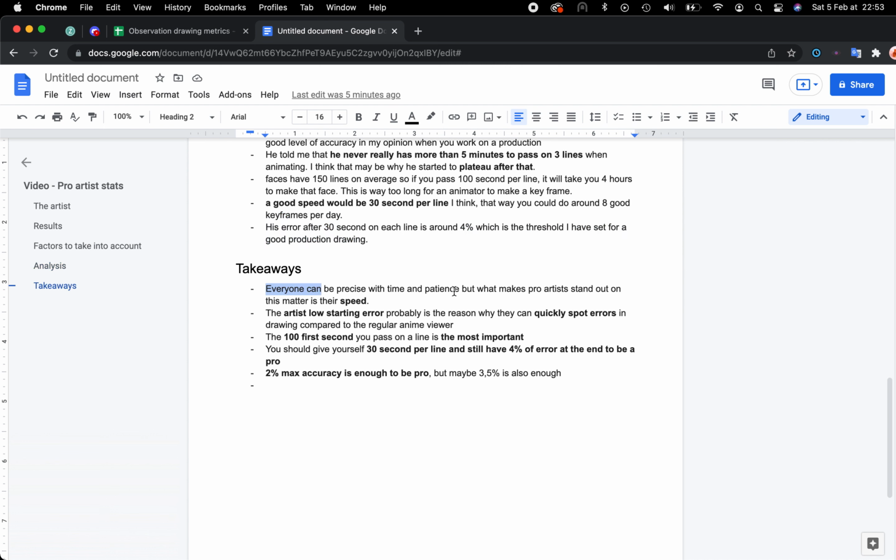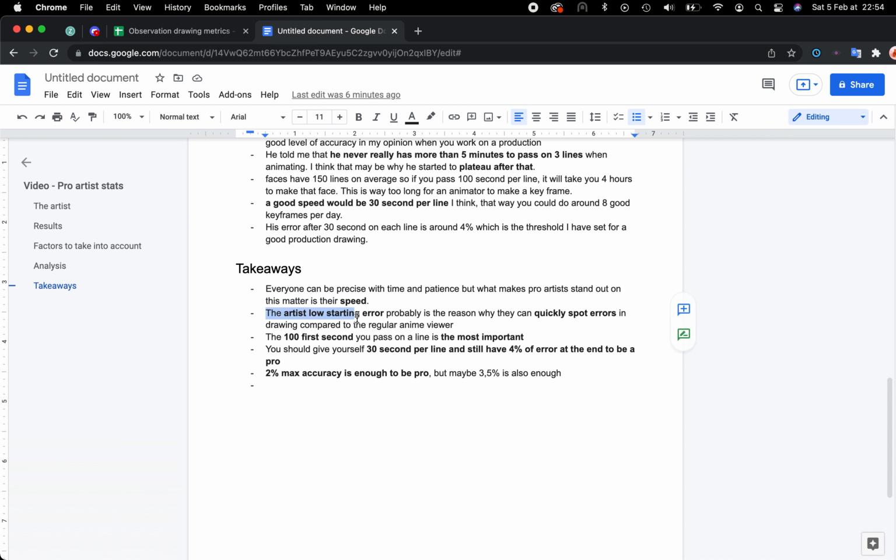Everyone can be precise with time and patience, as we've seen with my beginner friend, but what makes a pro artist stand out is their speed. And something else that is not written here is that I'm not sure my friend could draw 150 line drawings and be super precise with it, because he would need to stay focused on it for 6 or 8 hours, which is a really long time, and it's also really more complex, and I'm not sure the complexity is something you can manage right at the start. So if you're just starting out, maybe it will be hard. I'm not sure about it.